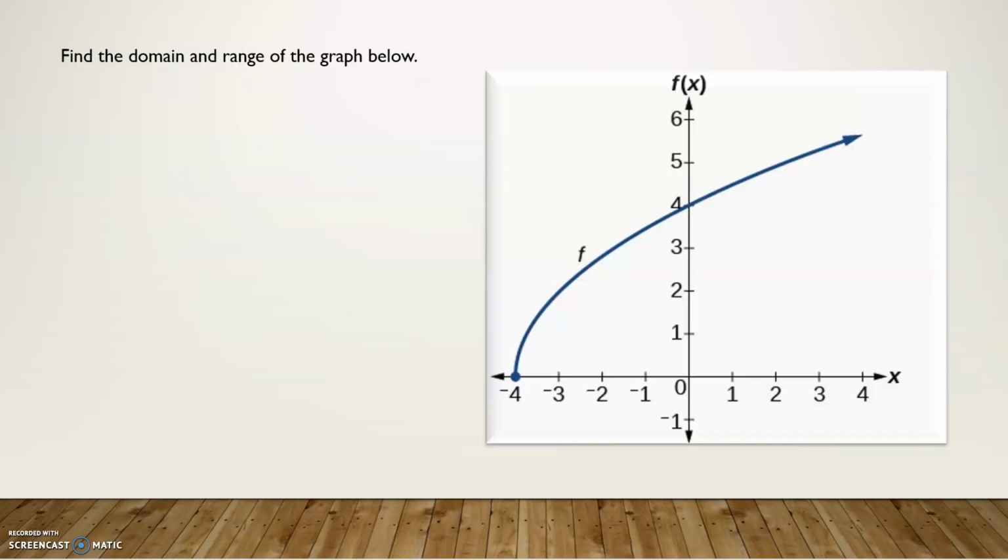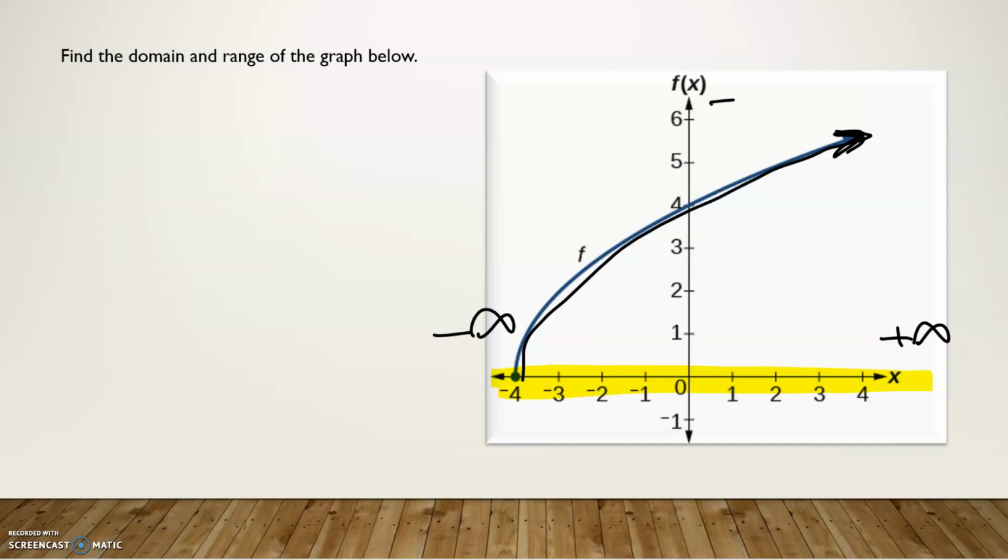Or if it has an arrow, like this one right here. So we're going to find the domain and range of this graph. So I'm going to highlight. So to find the domain, I'm going to look at the x-axis here. Okay, so it looks like it is starting at -4 and going to positive infinity, because this is positive infinity for x. Over here, this is negative infinity. For y, this is positive infinity, and for y, this is negative infinity down here.